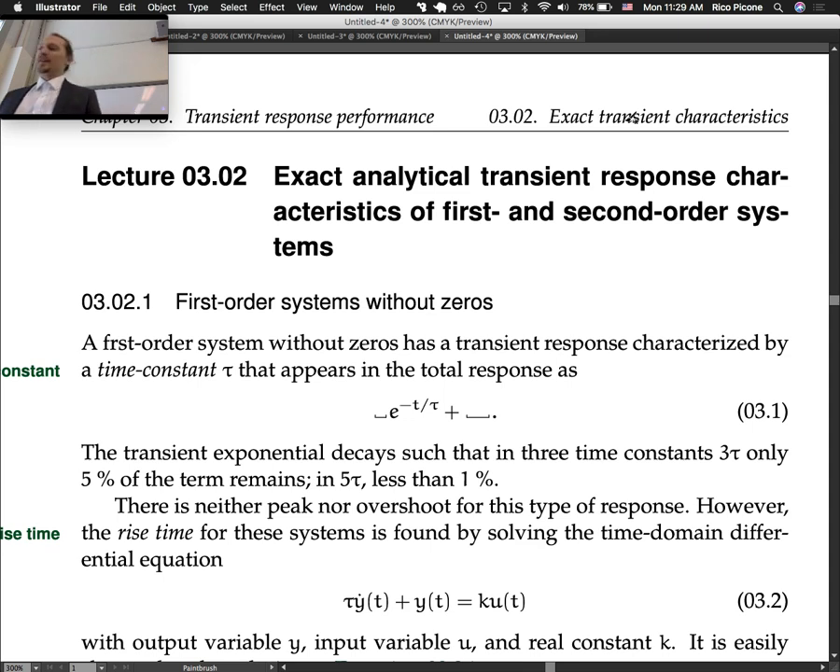Well, we'll talk more about exact. In the first order case, we can do it exactly. In the second order case, you have to do a little bit of a numerical solution to get it in closed form, because it's nonlinear. So we'll talk about that.